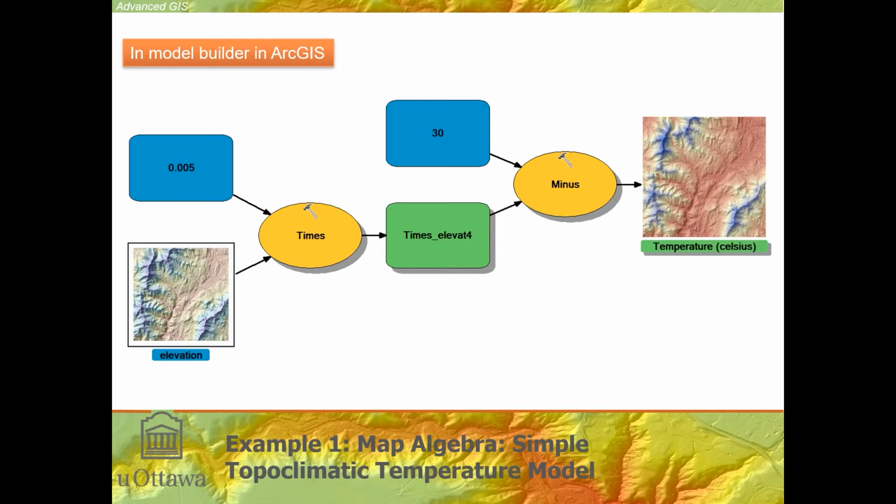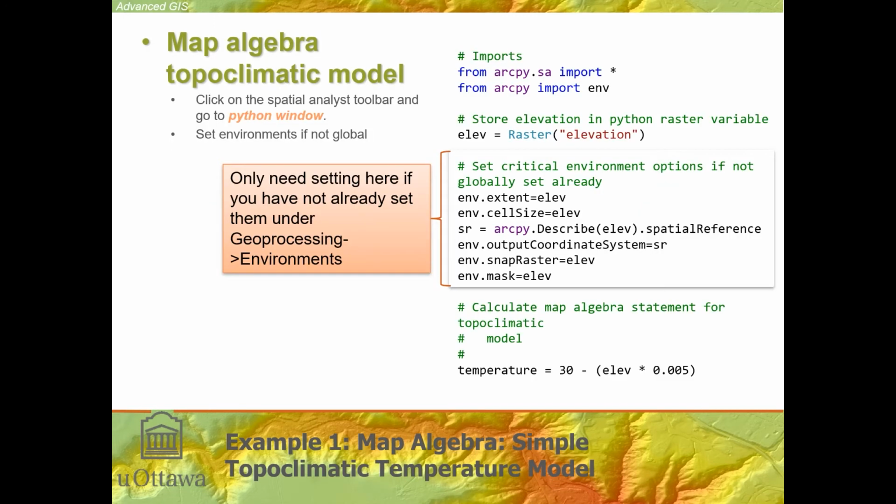So that's one way to do it, by looking at the equation, just as if we were using the equation straightforward, the way we saw it, 30 minus lapse rate times elevation. The map algebra is actually much simpler. If we discount the things that we do the first time that we use a Python session in a new session of ArcGIS Pro. So we have to have our imports, we have to type those in, and we can also set our environment settings. If we don't want the environment settings that we set in the global or application level on the analysis tab environments for the model, for example, before making the model.